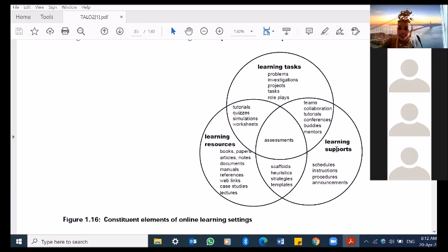Is Lungile with us? Yes, I'm still here. What do you see is common? Even you can pick a key term there. What do you see common? Any common word that learning task and learning support is sharing? They are sharing tutorials, yes. Teams, collaboration, buddies, and mentors.